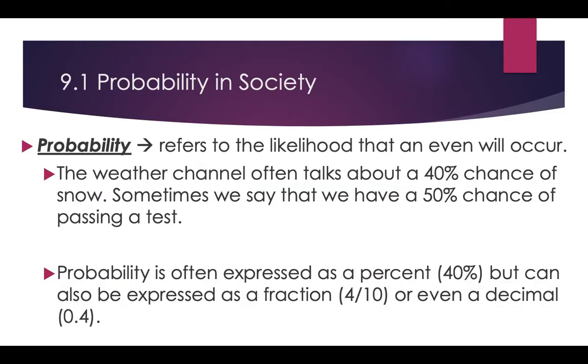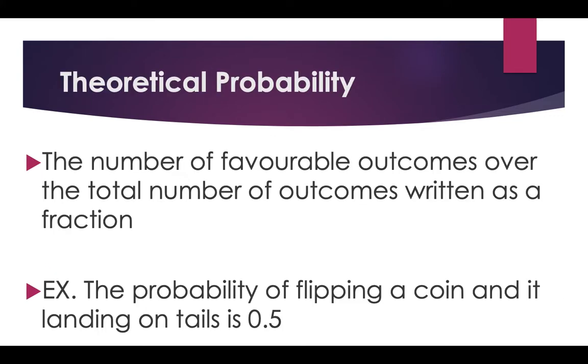So when we talk about probability, we are referring to how likely is something to happen. So if there's a 40% chance of snow, what does that actually mean? And so there's three different ways we can write probability. We can say it as a percentage. We can put it as a fraction, which is often where the experimental data actually comes from, or we can convert that fraction into a decimal.